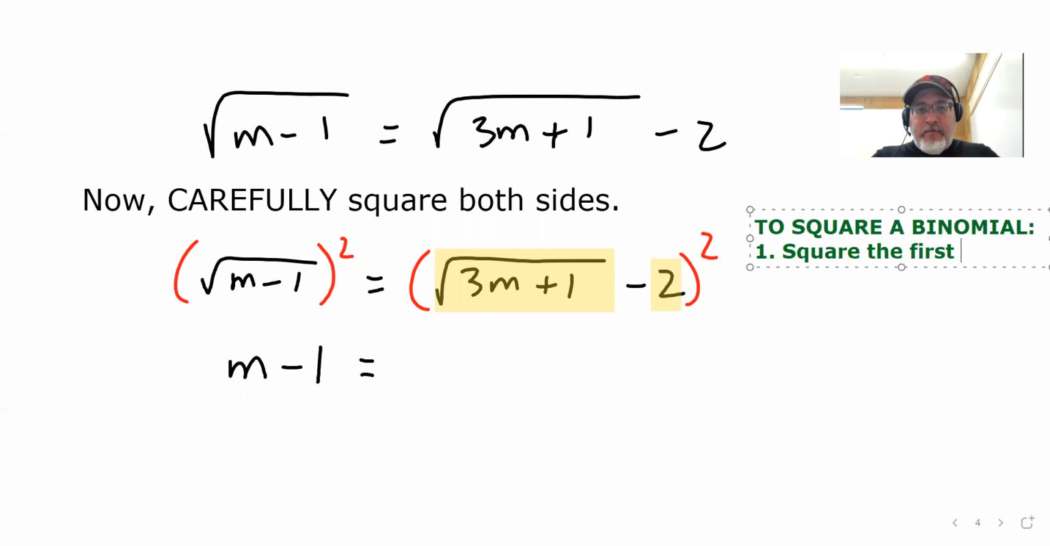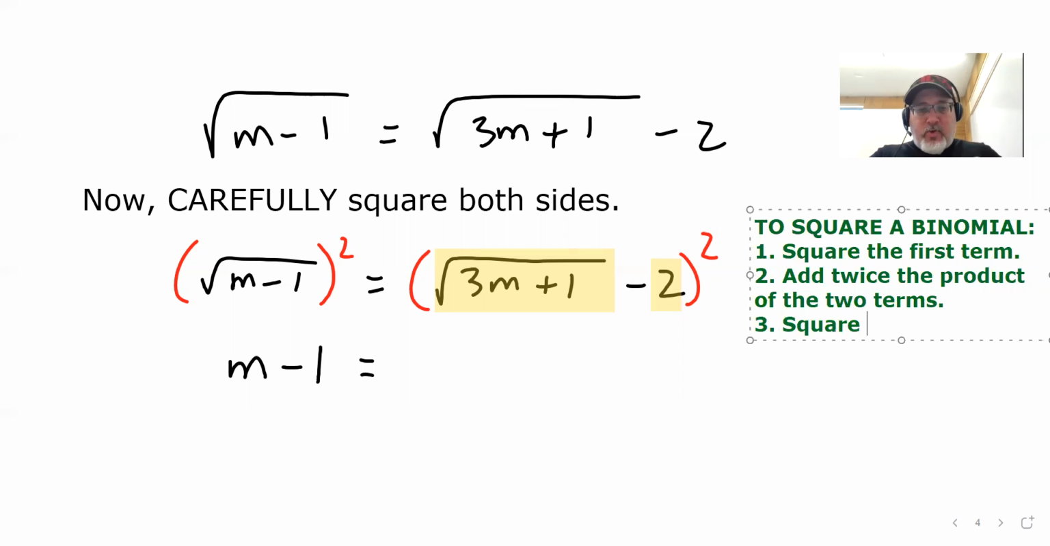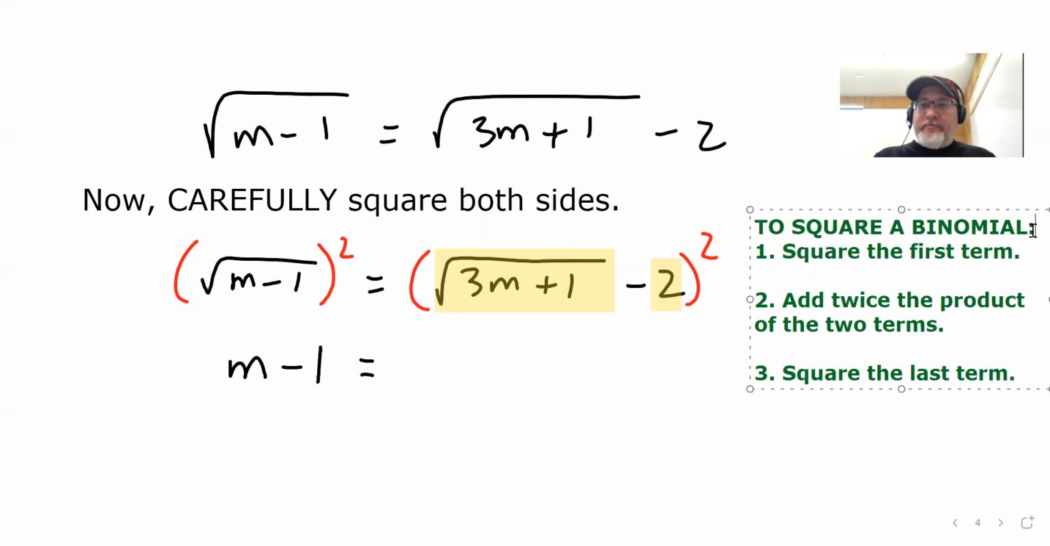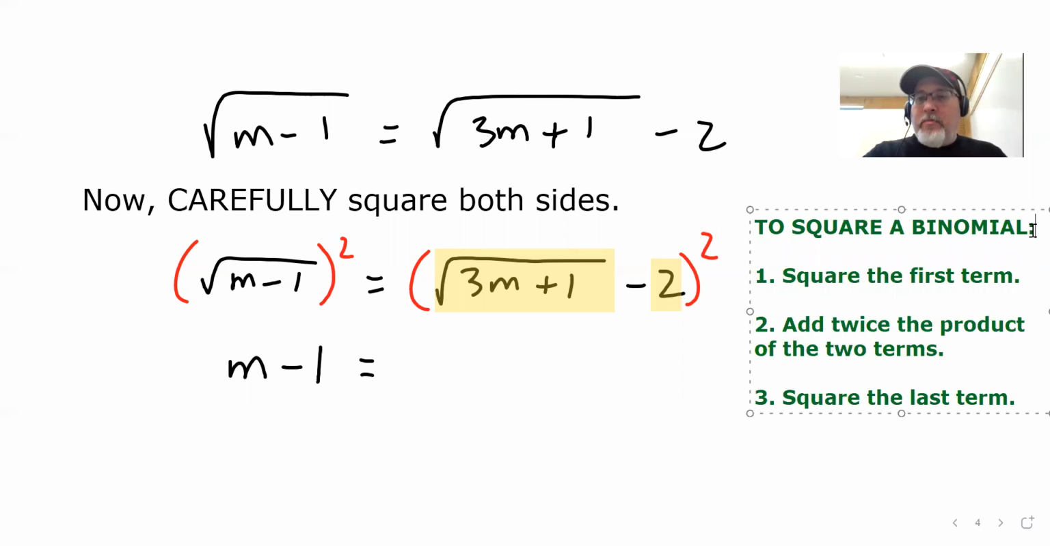Square the first term. Add twice the product of the two terms. Square the last term. Now this could be written symbolically, but sometimes I think a descriptive version is even better. To square a binomial, square the first term, add twice the product of the two terms, square the last term. Now if that doesn't sit well with you, then just FOIL the thing out carefully. But here it's really great because I'd like to square the square root, and I get to in this first part. Let me get rid of the yellow highlights so that I can focus on one piece at a time.